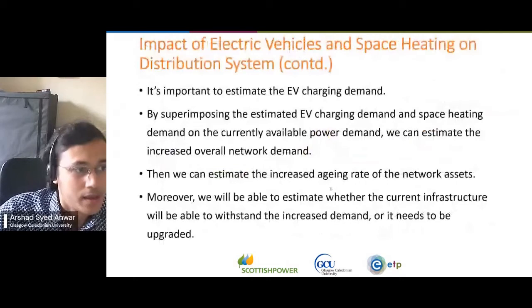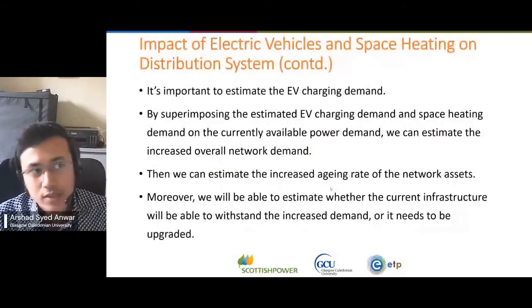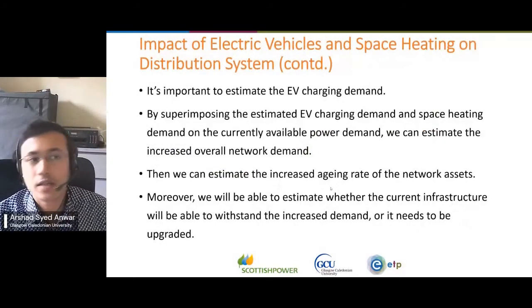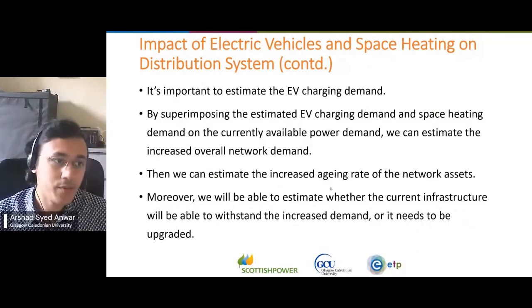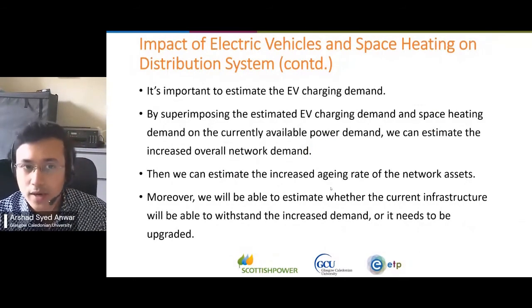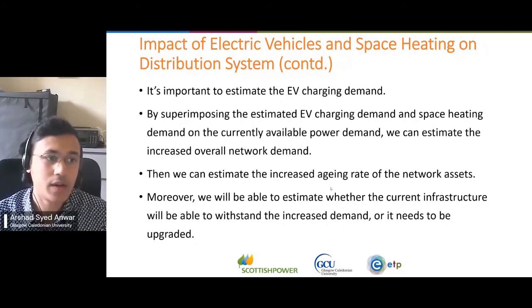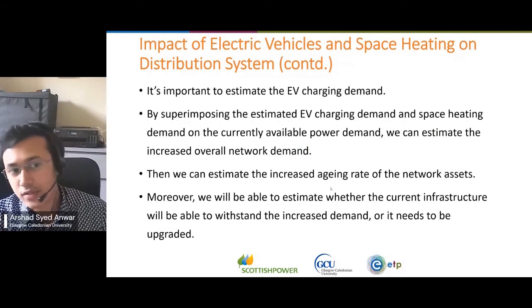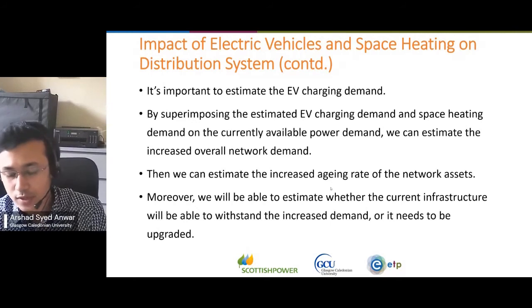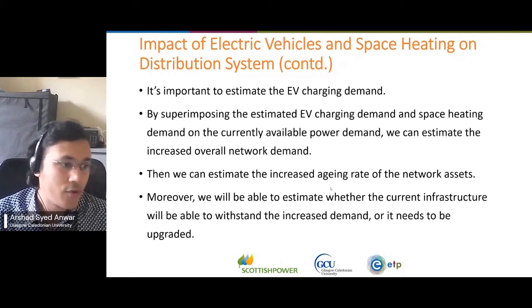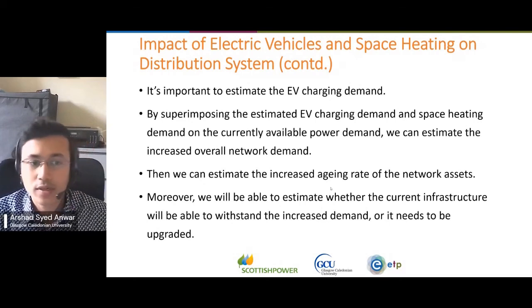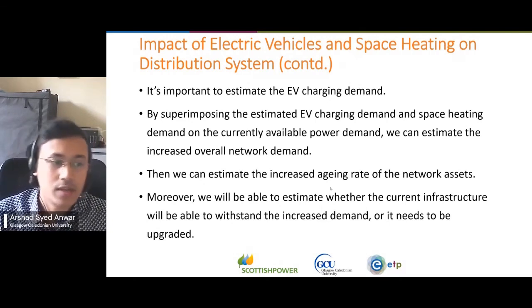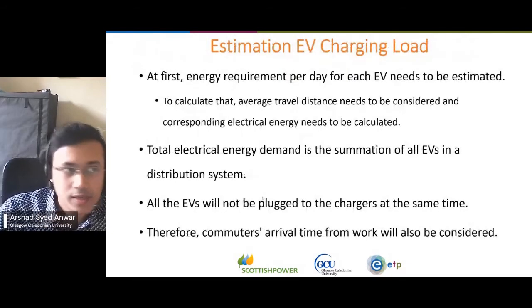Here it is important to estimate the EV charging loads. By superimposing the estimated EV charging demand and space heating demand on the currently available power demand, we can estimate the increased overall network demand. Then we can estimate the increased aging rate of the network assets, for example transformers, bus bars, transmission lines, and other assets. Moreover, we will be able to estimate whether the current infrastructure can withstand the increased demand or needs to be upgraded.